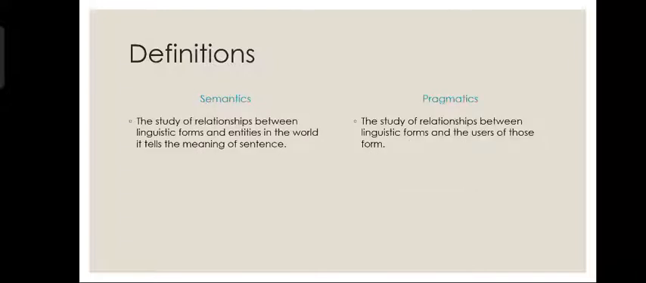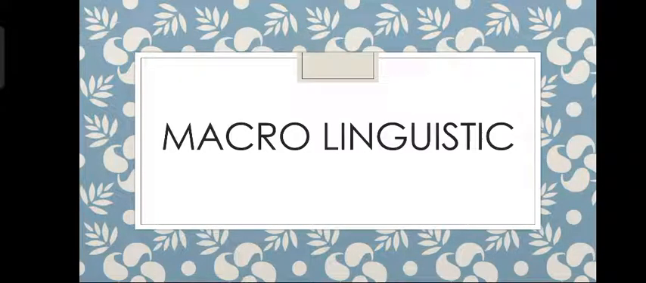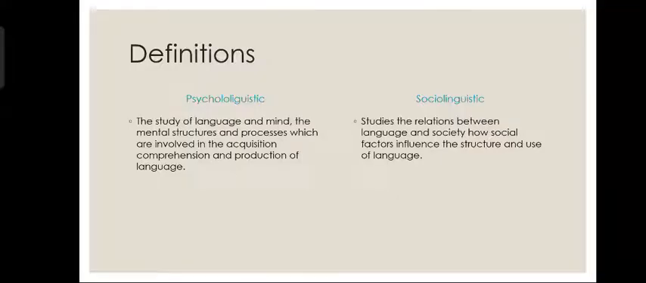Semantics is the study of relationships between linguistic forms and entities in the world. It tells the meaning of a sentence. Next is pragmatics. Pragmatics is the study of relationships between linguistic forms and the users of those forms.